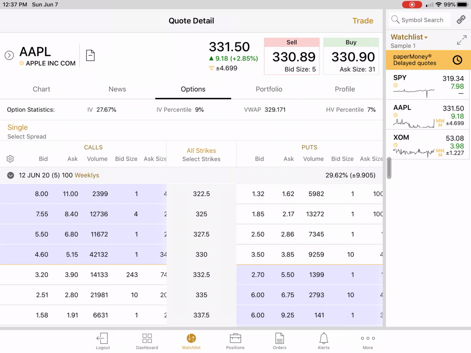The bid price is the price that people are willing to buy at this point, and the ask price is the price that people are willing to sell at this point. So for the strike price of 325, since we are writing this for the first time, we're going to be selling for the first time. So the bid price of 185 is what I'm going to tap on.